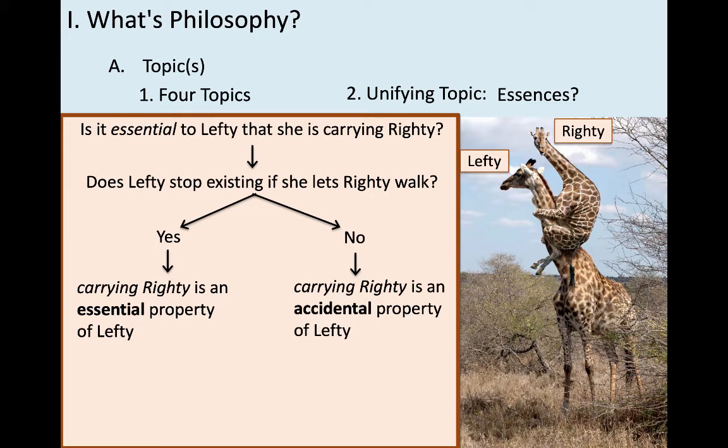Okay. Now, notice when I say stop existing, I don't mean that this bit of matter will vanish or disappear, or that the giraffe will fall down dead or anything like that. What I mean is just that she will no longer be Lefty. So presumably there are some changes that you could go through as an individual and still be you, like dyeing your hair, maybe growing or shrinking. And there are some changes that you couldn't go through and still be you.